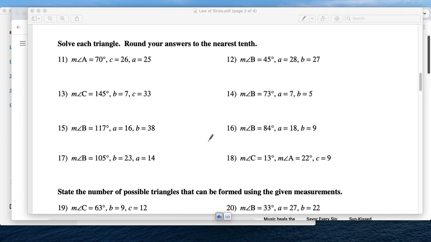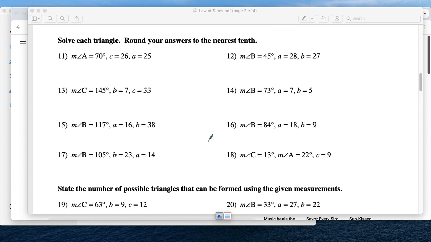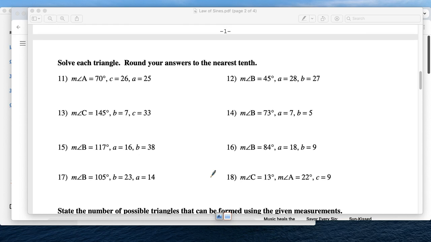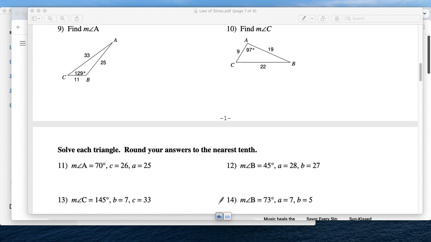Except when we have cases like number 11. Remember I talked about when we have two sides and an angle, we don't really know if we can create a triangle or not. So we have to check for that. So let me build this triangle.